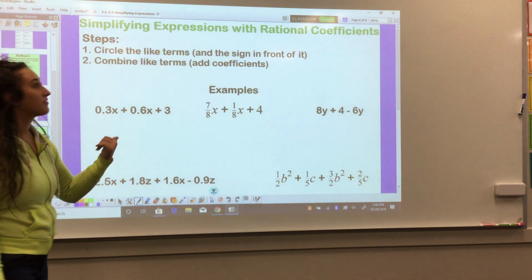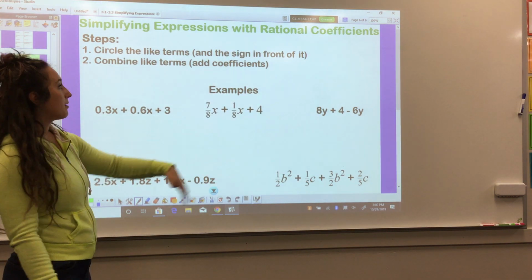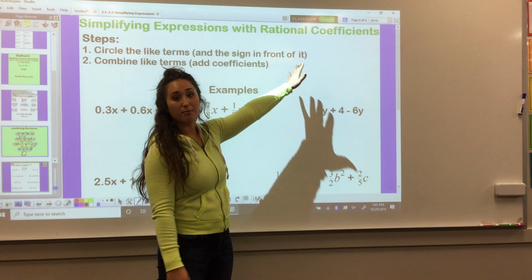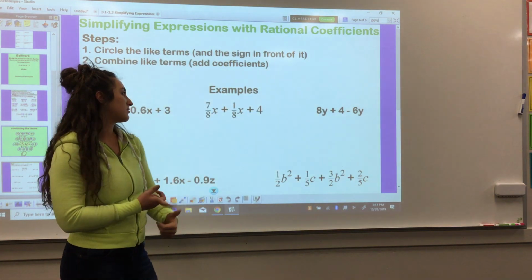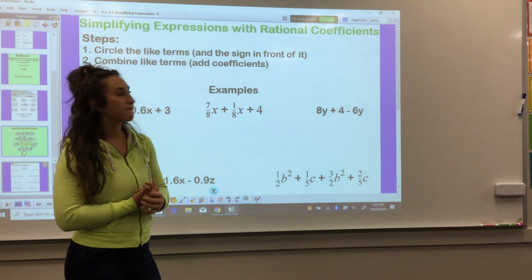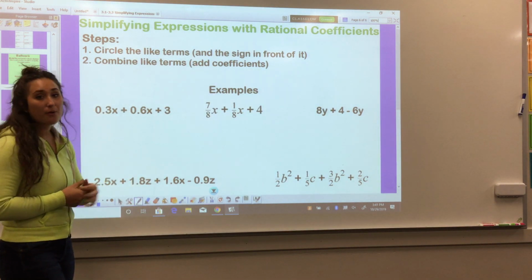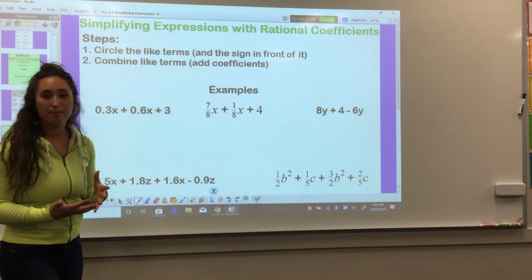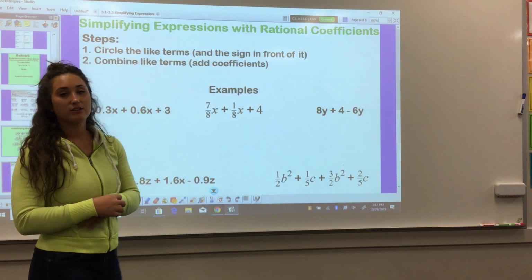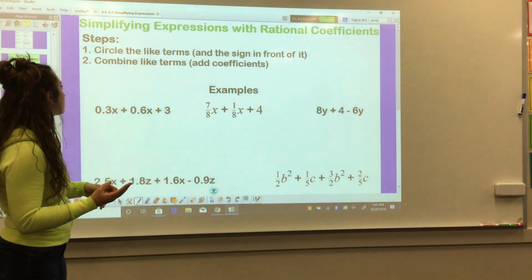So we continue simplifying expressions, but again, we're just going to have rational number coefficients. Instead of our nice whole number integers, we'll have some decimals and some fractions and whatnot. So I just kind of reviewed the steps here. It's just kind of a recap of what we were doing yesterday, just a basic two-step process.